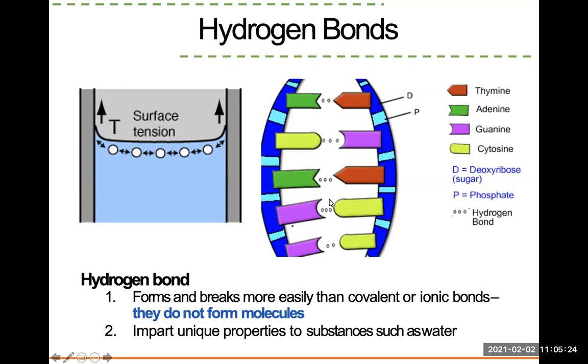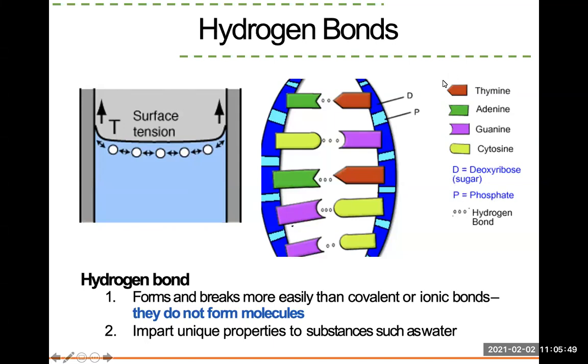Here, this picture, this is a DNA molecule. These are the bases: adenine, thymine, guanine, cytosine. Don't worry, you don't have to know the names just yet. When we get to the DNA chapter, you'll have to know the names. But these bases are held together with these dots. These dots are hydrogen bonds. And I said these are weak bonds.